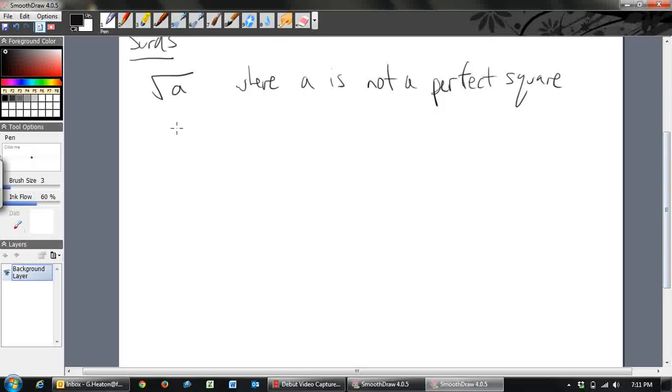So we've got square root of A. Because if you think about it, if you do the square root of 16, that's just equal to 4. That is not a surd, because 16 is a perfect square, it comes out nice.